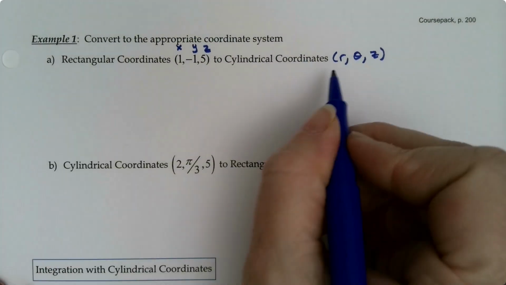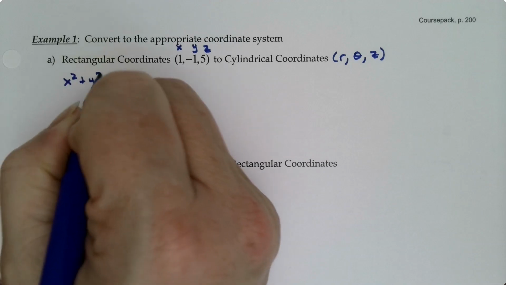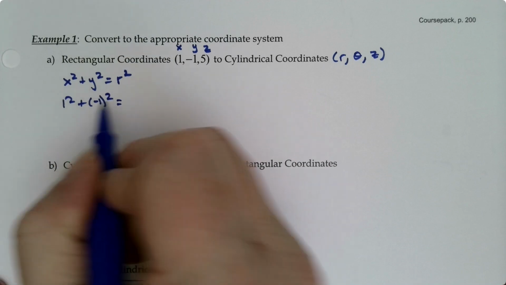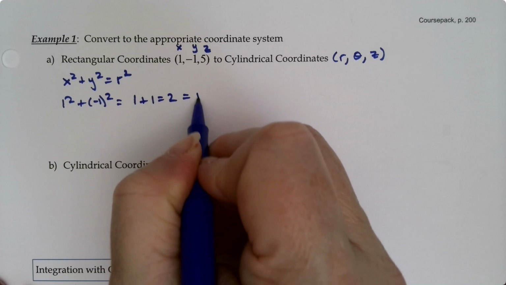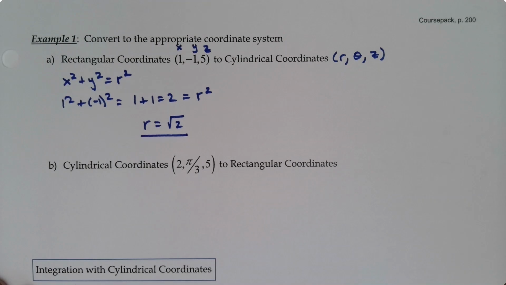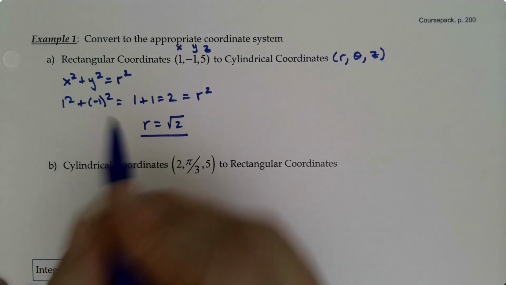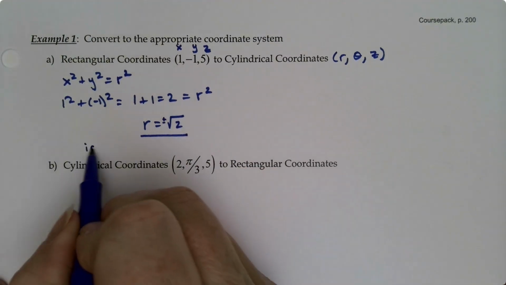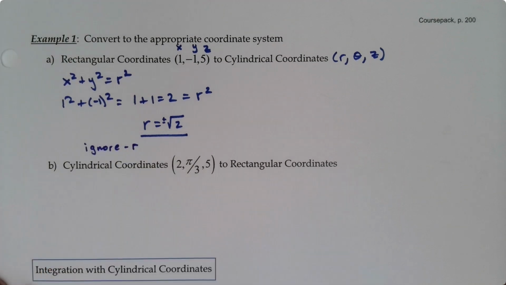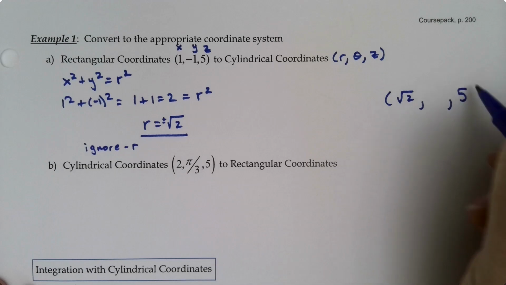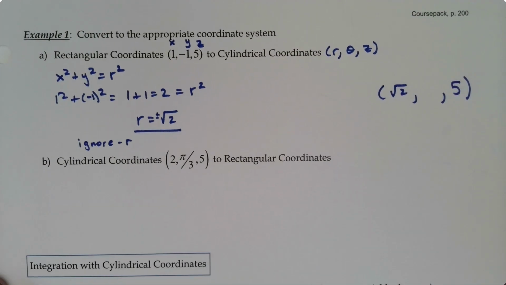All right, but how do we find r? x squared plus y squared equals r squared. So 1 squared plus negative 1 squared is 1 plus 1, which is 2. And that's r squared. So r is the square root of 2. We don't use negative r. We kind of ignore it. Technically, plus or minus is possible, but we're going to ignore negative r unless we have a reason to use it for the particular problem that we're doing. All right, so we already know we've got square root of 2, and then we know we have 5. All we need is the theta, and life will be grand.